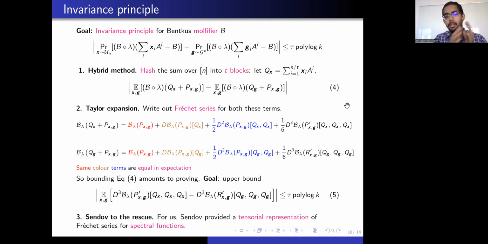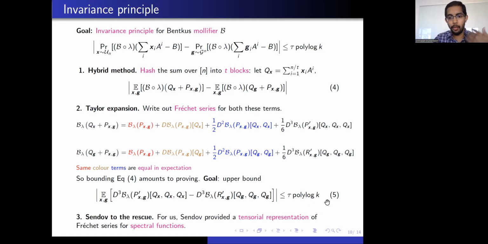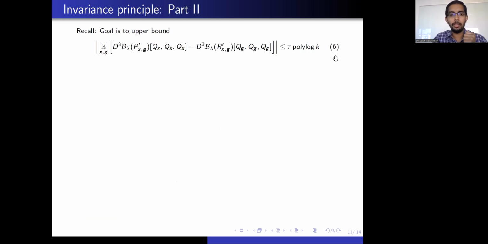So he actually gives us a slightly complicated looking expression that at least helps us to understand the left-hand side of equation 5. Recall, in the previous slide, we wanted to show equation 5, and equation 5 would establish the first inequality on this page. So that's what we want to do. That's equation 6. And we would like to use a result of Sendov.